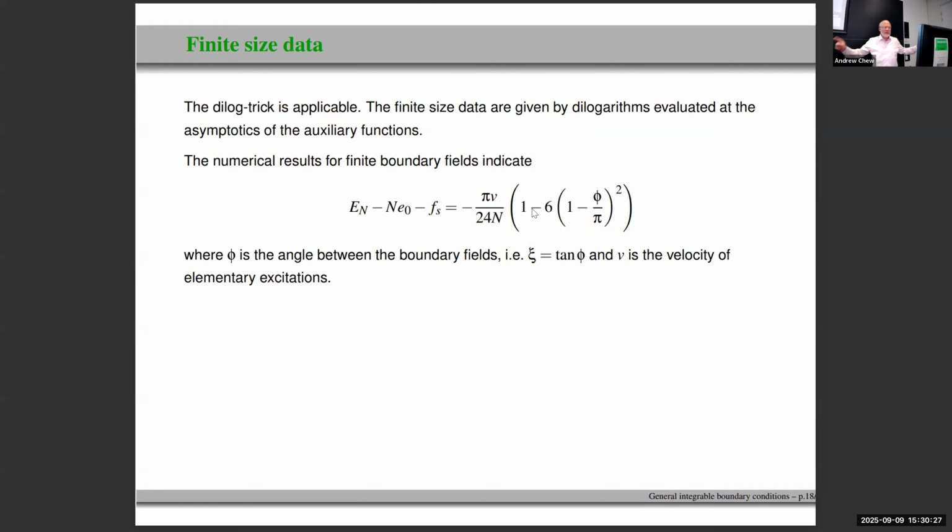For vanishing boundary fields, you just get a negative term, namely minus pi v over 24n times 1. But that can be understood. So why do we get a qualitatively different result, and why is it non-continuous? The system is antiferromagnetic. The number of sites is even. So the boundary spins 1 and n want to point into opposite directions. But here we have applied boundary fields which have longitudinal components in the same direction. So this is qualitatively violating the natural tendency of the system.